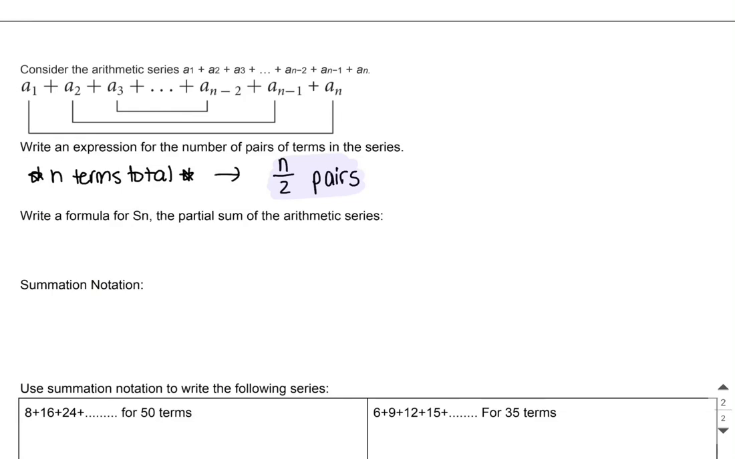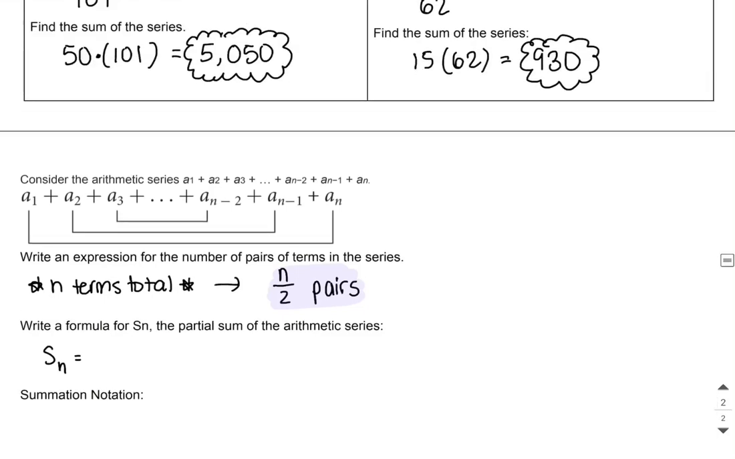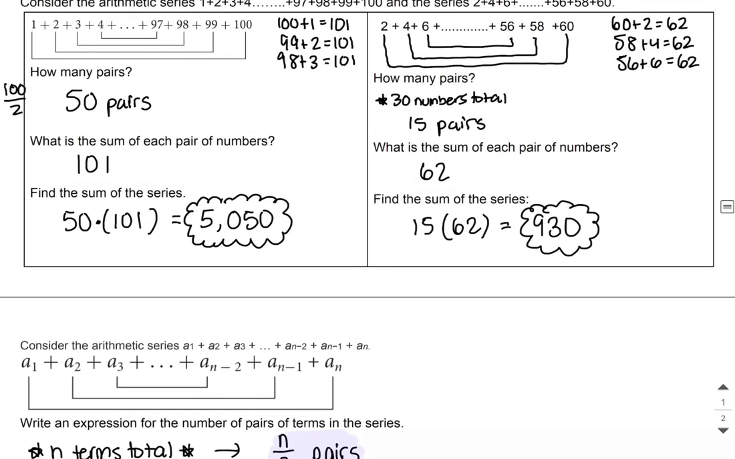I want to write a formula for s sub n, the partial sum of the arithmetic series. So a general partial sum formula. I have s sub n is equal to, well, I look at my last examples. I had the number of pairs times the sum of each pair. This was the number of pairs times the sum of each pair.